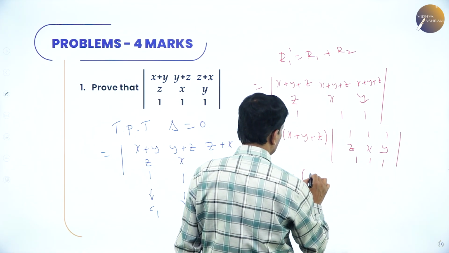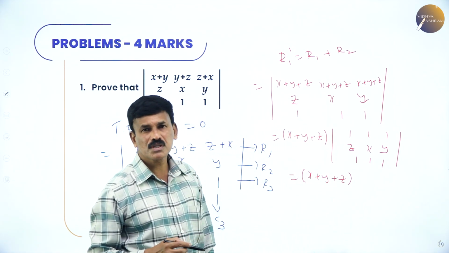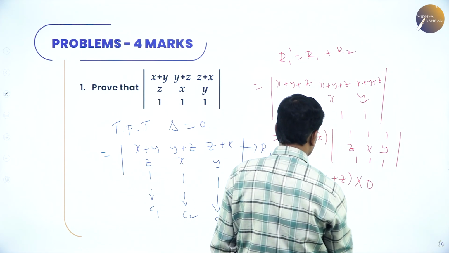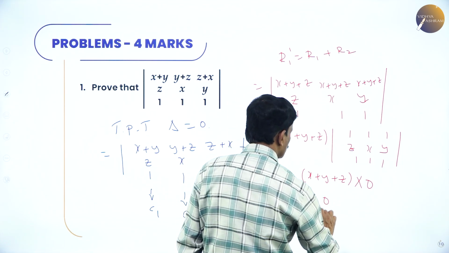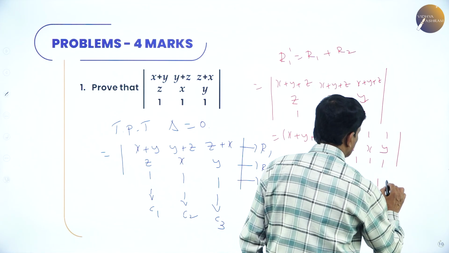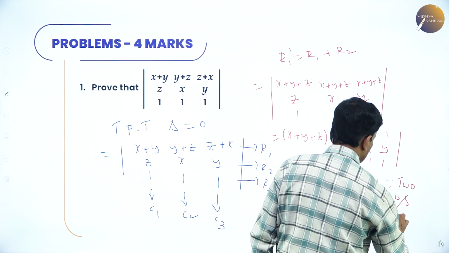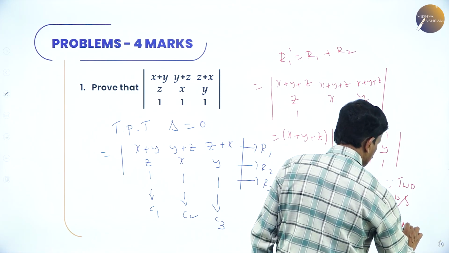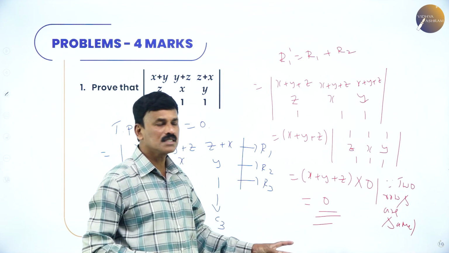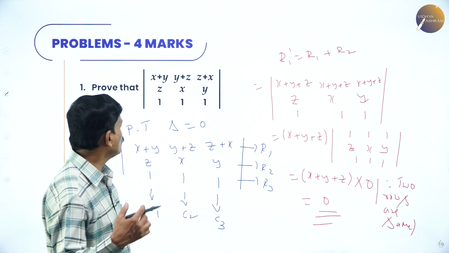According to the property, if two rows or two columns are the same, then the value of the determinant is 0. This is into 0 because two rows are the same. x plus y plus z into 0 is equal to 0, which is the required answer. If you want, you can write because two rows are the same, the value of the determinant is 0. Now this is a 4 marks question. Now move on to the next problem.